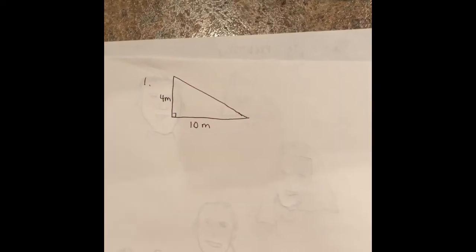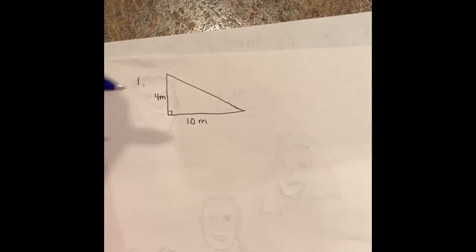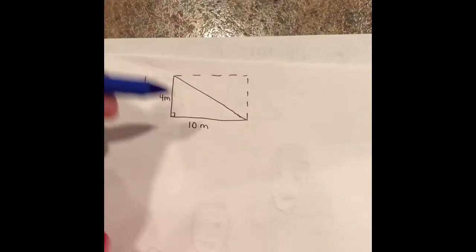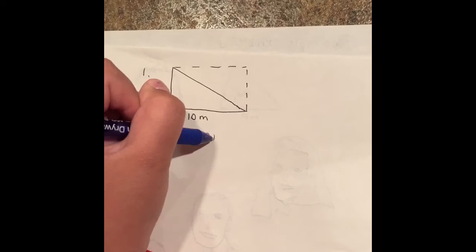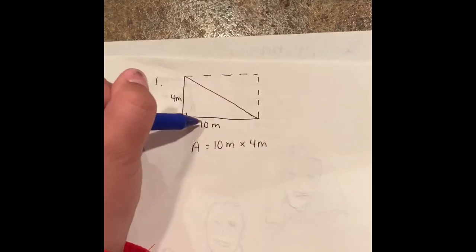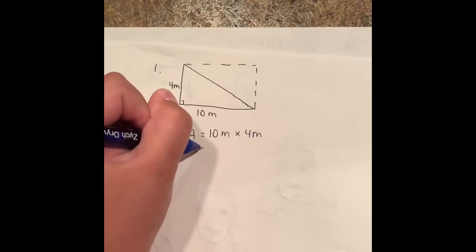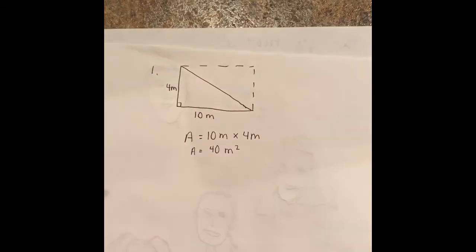Alright, so now we're going to try out some example problems. The first thing we're going to do is make our right triangle into a rectangle. So the area equals 10 meters times 4 meters because that's the base and the height. And the area of the rectangle then equals 40 square meters.